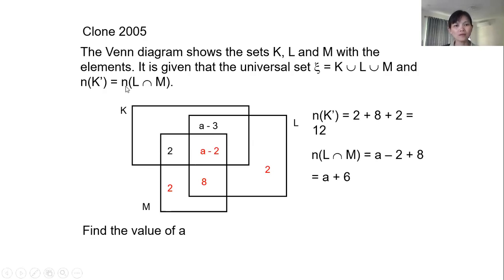Now we want to find the number of L intersect M. The intersection here is a minus 2 plus 8. So we simplify it, we get a plus 6. From the question, we know that a plus 6 must equal 12. Lastly, we find the value of a equals 12 minus 6 equals 6.